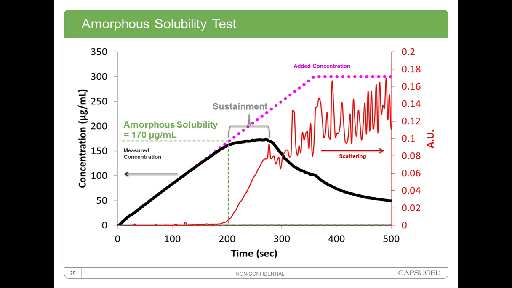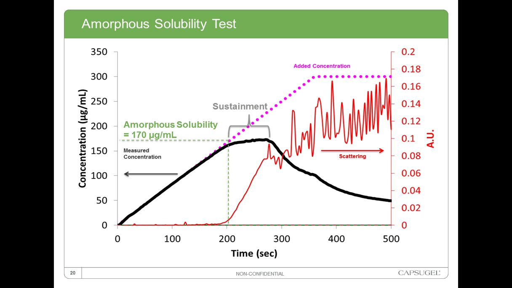So here's an example of the data that we get out. Again, it's the same plot of concentration versus time, and the scattering is shown in red. If we follow the red plot, we see that there's no scattering for the first 200 seconds or so of the test, corresponding to a concentration of about 170 micrograms per mL. Then we see a sudden onset of scattering, and we can extrapolate that back down to tell us what the amorphous solubility is.